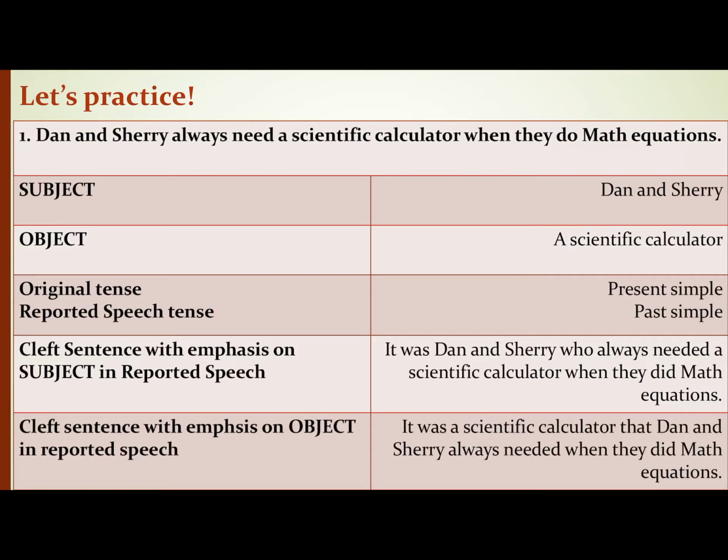The cleft sentence here places emphasis on the subject. Who is the subject? Dan and Sherry. When we place the emphasis on the object, in this case, the object would be the scientific calculator. Read carefully, guys. It's not too hard to understand.